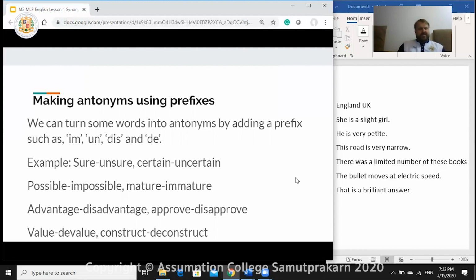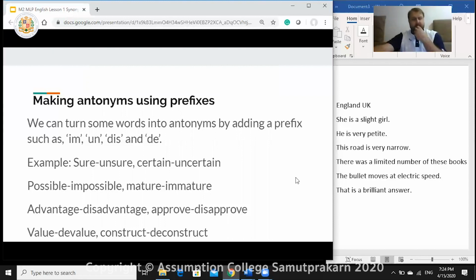So, first one is to be sure. Yeah, sure. You know 100%. You know it. The opposite of sure is unsure. You don't know. And again, sure and certain. Sure and certain are synonyms. Whereas unsure and uncertain are antonyms of certain and sure. So you put the prefix un in front of it to give you the antonym, the opposite meaning.